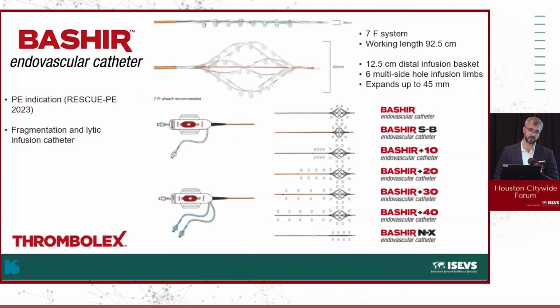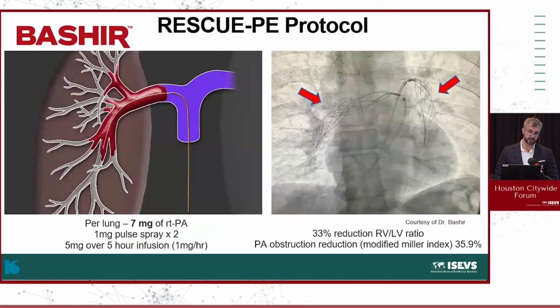This is the Bashir endovascular system, a new thrombolytic device that combines fragmentation and lysis. It comes in different conformations. You can see here, you can get infusion through the shaft and the basket. The 7 French system is delivered to the pulmonary artery.